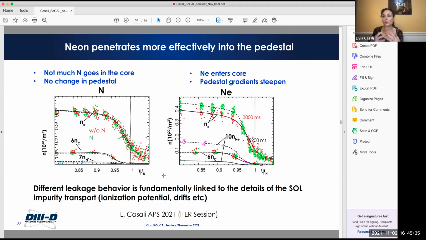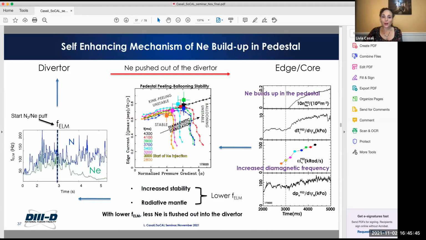And so, again, we are talking about core edge integration, how much whatever happens in the divertor is going to impact the pedestal. And here, this slide seems complicated, but I'm going to guide you through. This is really now putting all the pieces of the puzzle together. So we start from the divertor. We know that the neon is pushed out of the divertor, is leaking out, and is now in the pedestal. What happens is that the neon is building up. We see this very clearly from this plot here.